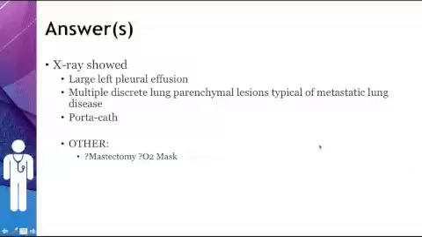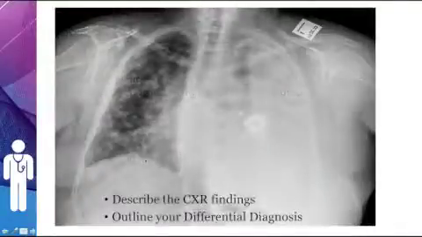So this X-ray appears to show a large pleural effusion and multiple parenchymal lesions. This is typical of metastatic lung disease, as well as a cortical line. He also might have had a mastectomy and has an oxygen. So we're just going to go back and show you that.